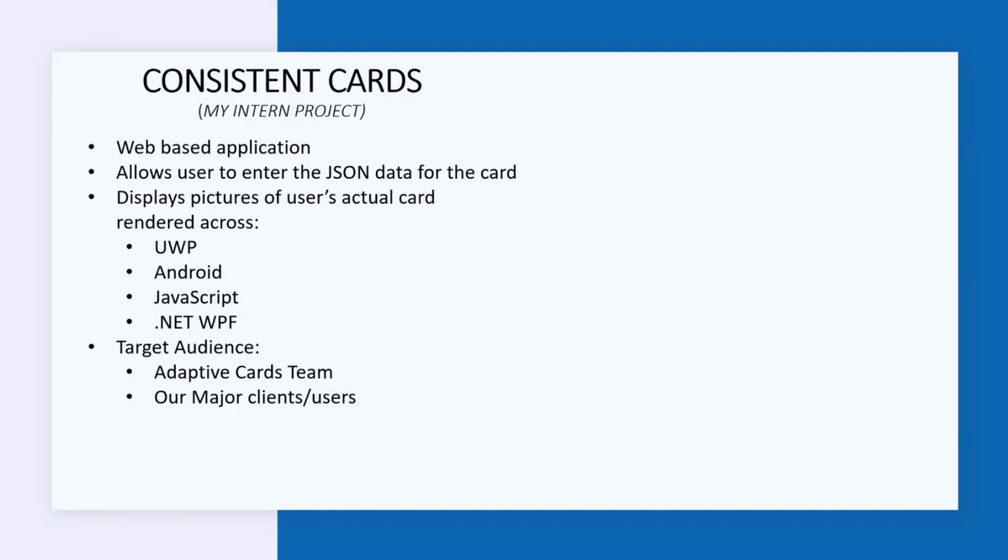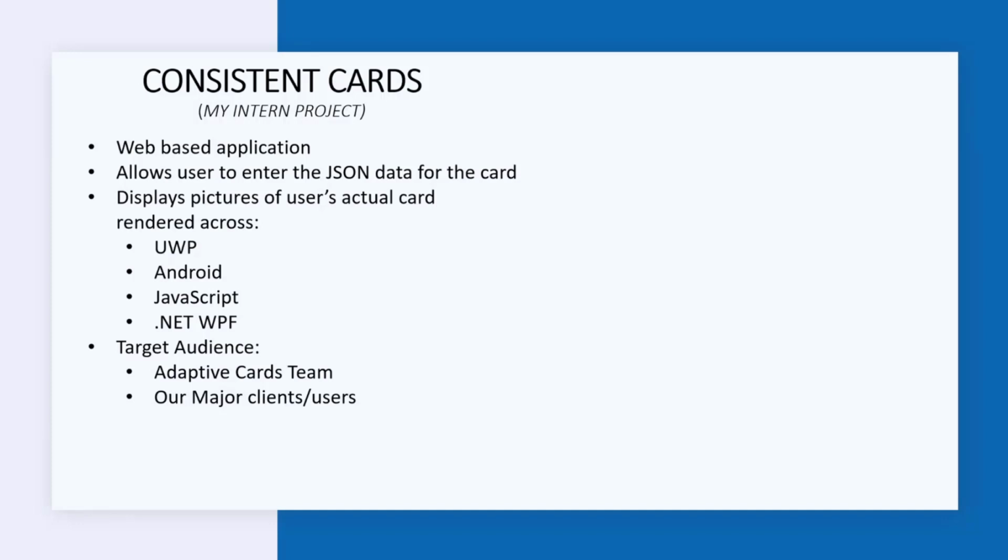I created this project called Consistent Cards. It's a web-based application that provides a quick and easy solution to test the consistency. The user inputs a JSON payload that corresponds to an adaptive card and clicks submit, and then they're able to see pictures of their card rendered across some of the platforms that we support. And at the back end, it is using the rendering SDKs that we ship publicly to take that card payload, parse it, and render it on each of the supported platforms.